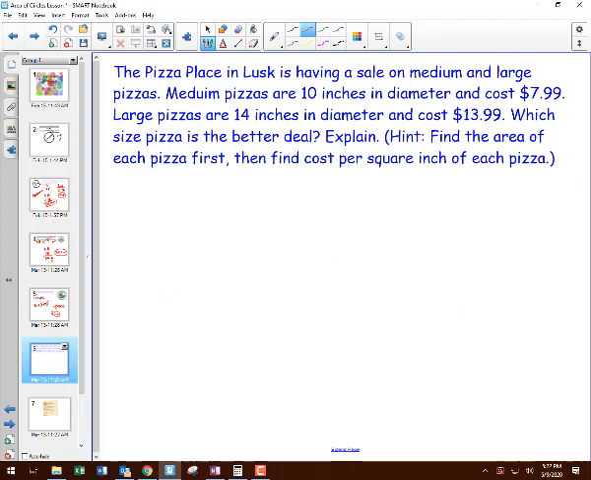Okay, challenge one right here. The pizza place in Lusk is having a sale on medium and large pizzas. Medium pizzas are 10-inch for $7.99. So let's go ahead and draw a picture of that. We have a 10-inch. Okay, we're talking diameter there. And this one's $7.99.